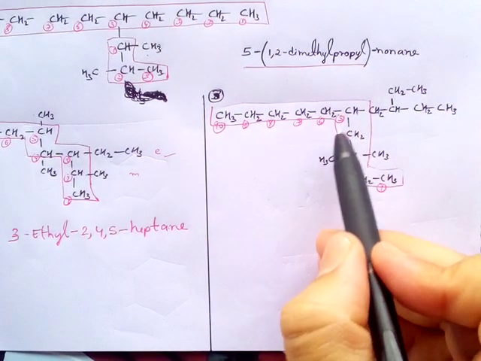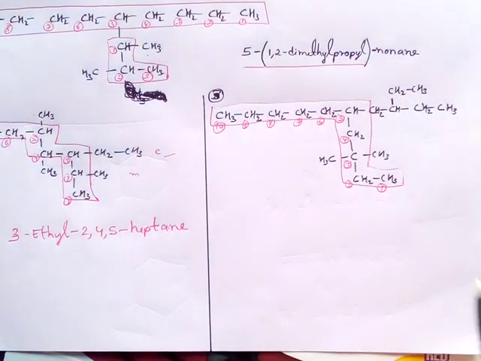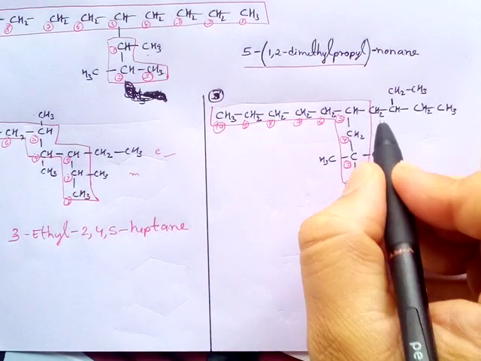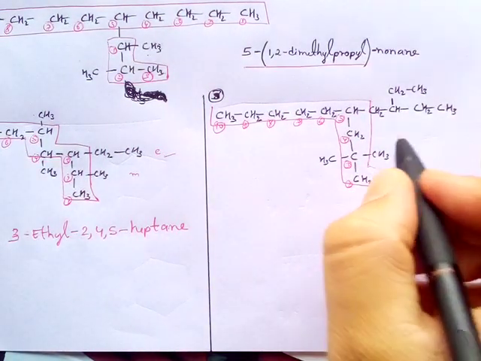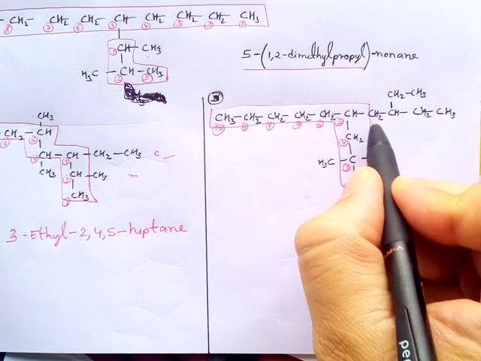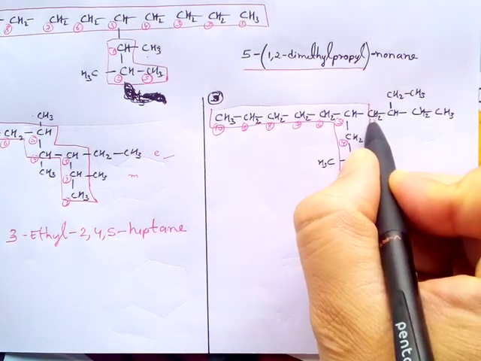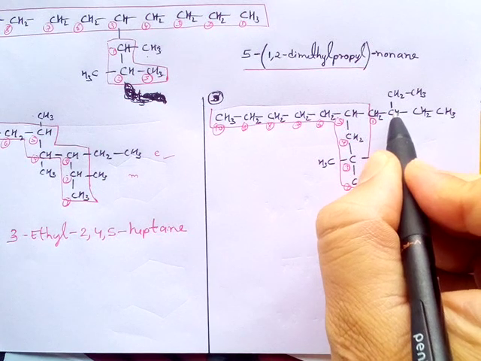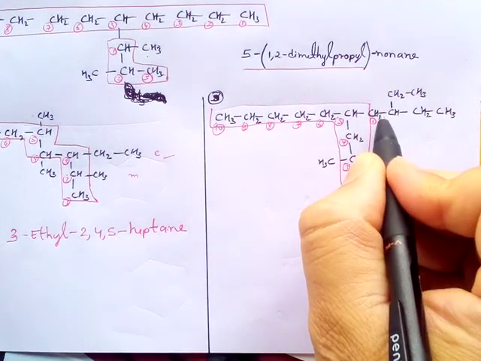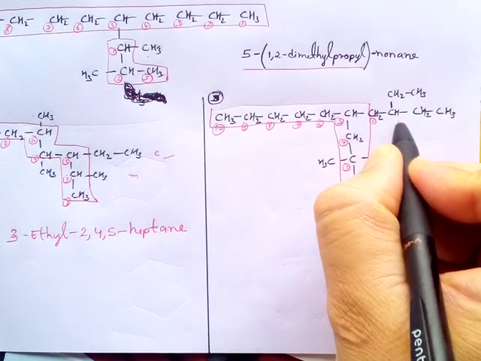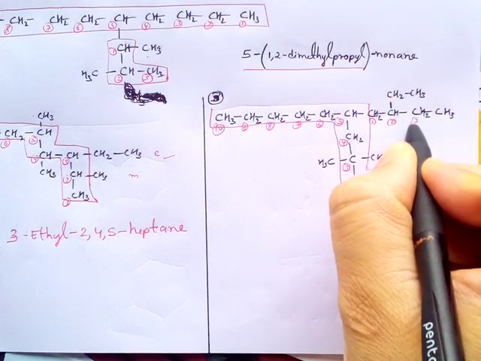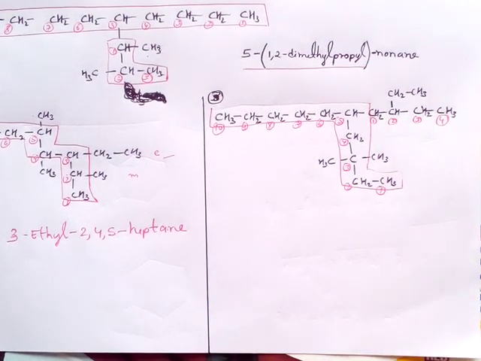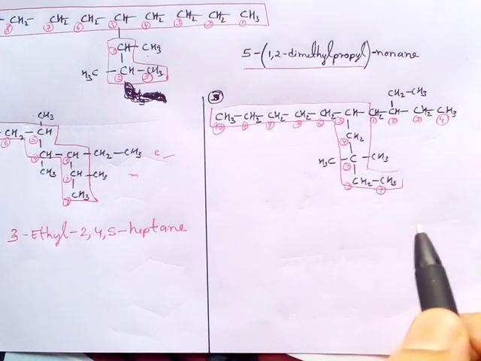Now at 5 position, this is not an ordinary methyl or ethyl, it's a complex. I've already told you that the carbon which is attached to the parent chain is number 1. Now this is a daughter chain, so 1, then 2 3 4. You can go either side because this is a single bond, it can rotate. So you have to name the complex first.